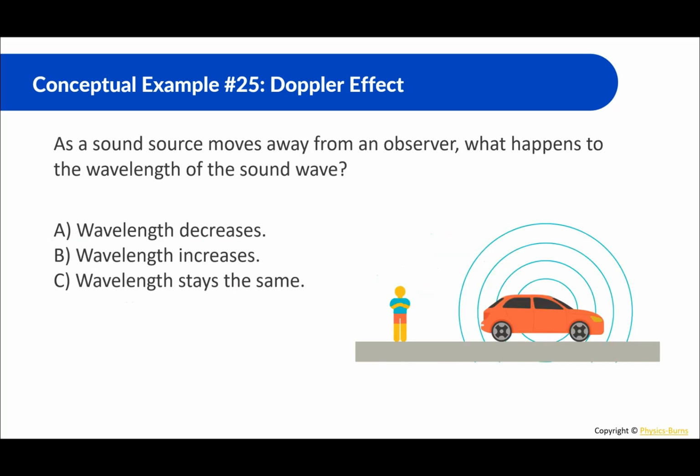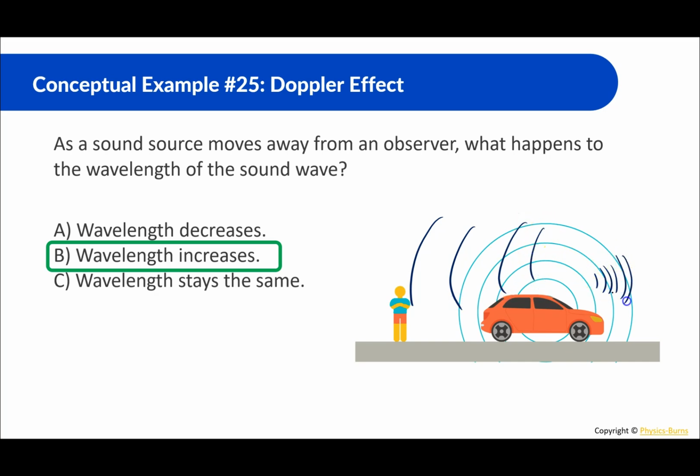Okay. As a sound wave moves away from its observer, what happens to the wavelength of the sound? The wavelength increases. So as it's going away, it's getting further and further. Over here, it's very compressed. But over here, since it's going away and emitting the sound, it's getting further and further, and it doesn't sound as loud. The pitch becomes less as well.